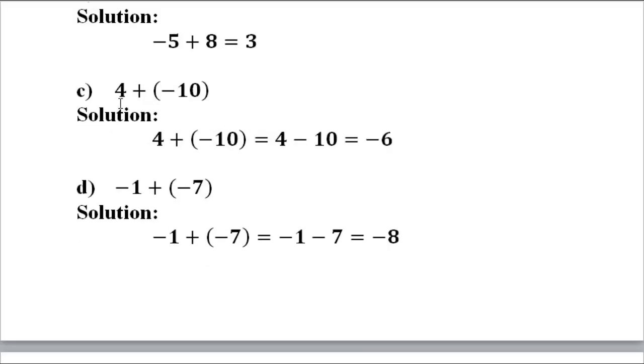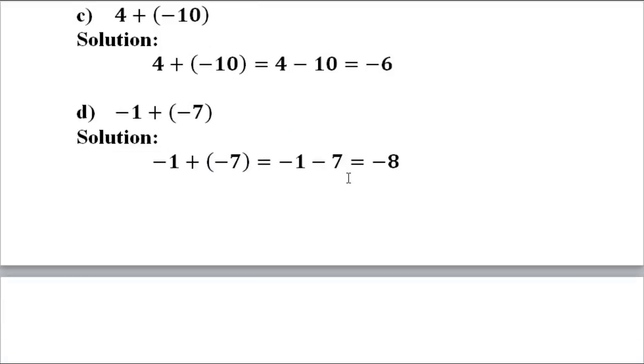Moving on to number 3, we have 4 plus negative 10. We are adding two integers with positive and negative signs. The first integer, 4, is a positive integer and the second integer, negative 10, is a negative integer. Since we are adding two integers with unlike signs, let's take their absolute values, 4 and 10, and then subtract the smaller absolute value from the larger. The result will have the sign of the integer with the larger absolute value, which in this case is negative.